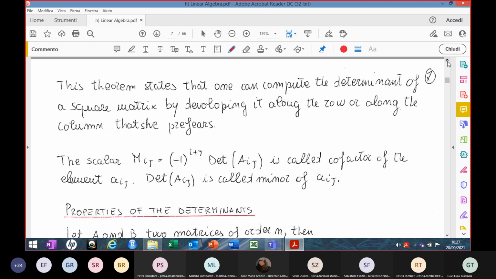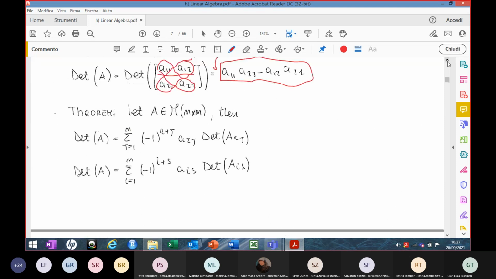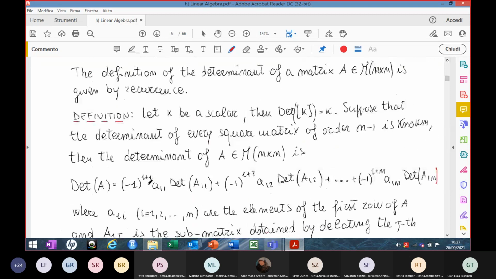Going back for a moment. So here the determinant is computed by considering what? A linear combination, we say, of the cofactors, for example, of the first row with coefficients A11, A12, A1n. But okay, I don't want to complicate your life with these things.